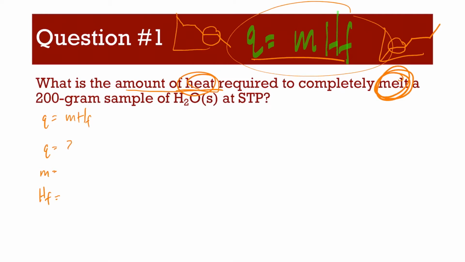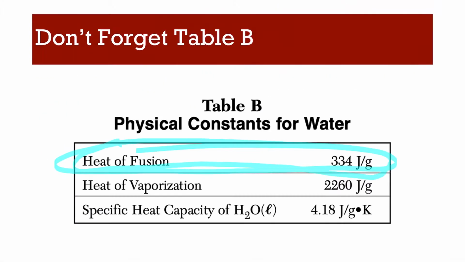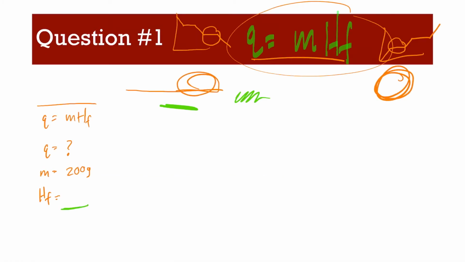And so what is the amount of heat? Remember, heat is our Q. To completely melt a 200 gram sample, so 200 grams of water at STP. So again, we don't care about STP because we only care about that during our gases unit. And so these are all the numbers we're given. We have to remember heat of fusion, but the clue is that we're dealing with water. And so if we go back to table B, heat of fusion is 334 joules per gram. So 334 J over G. So that's where that unit comes straight from table B.